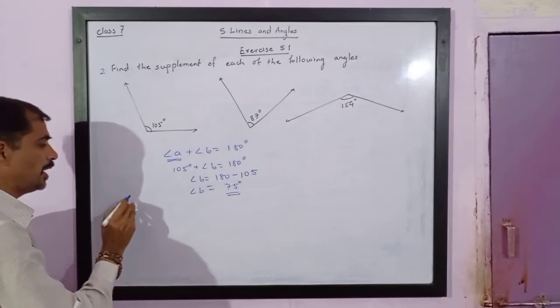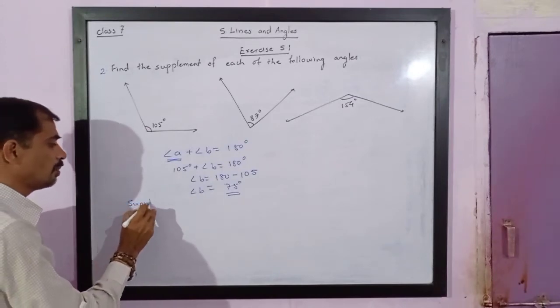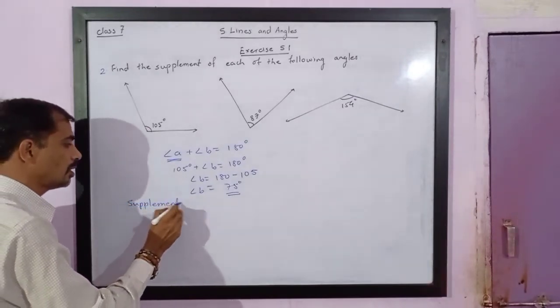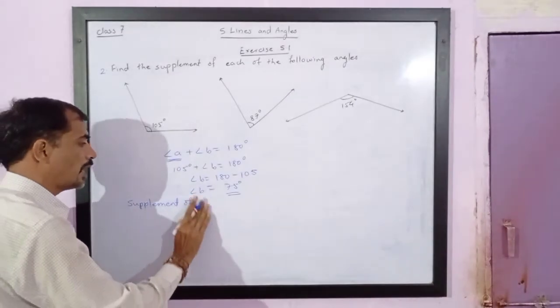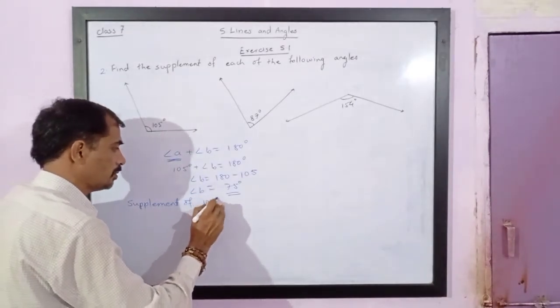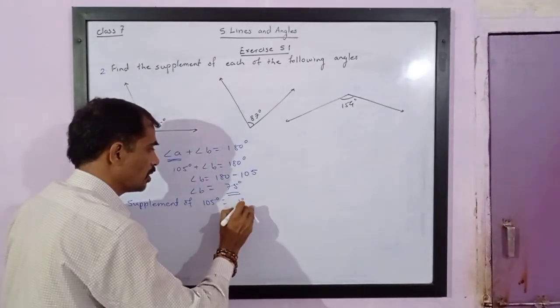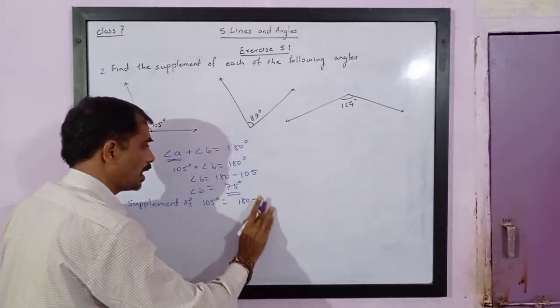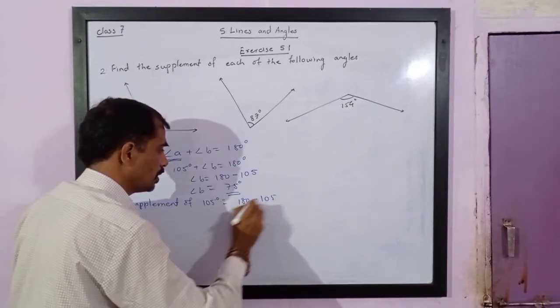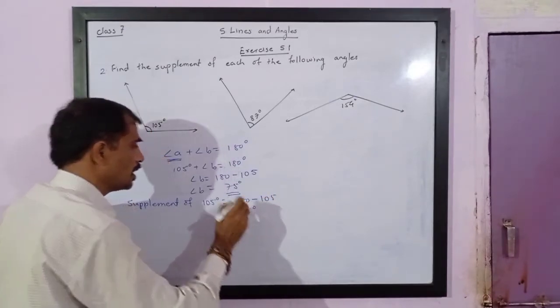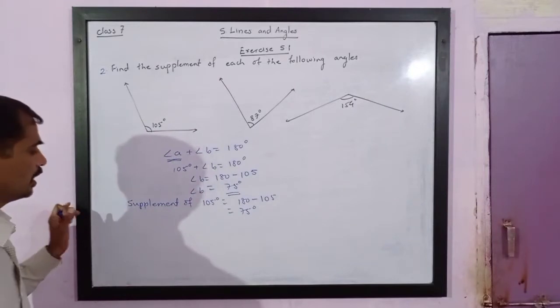That is, the supplement of 105 degrees is equal to 75 degrees. That is 180 minus 105, that is equal to 75 degrees. Similarly, we can find the supplement of the other angles.